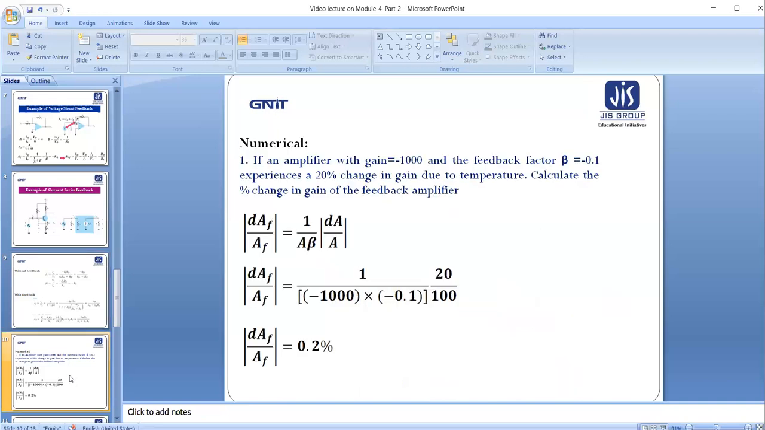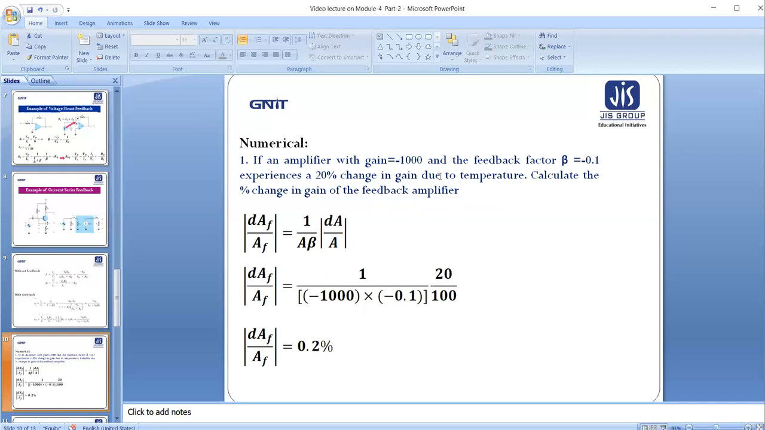Now I will discuss two new problems regarding the negative feedback. This is a very interesting problem. The first problem: if an amplifier with gain minus 1000 and feedback factor beta of 0.1 experiences a 20% change in gain due to temperature, calculate the percentage change in gain of the feedback amplifier.